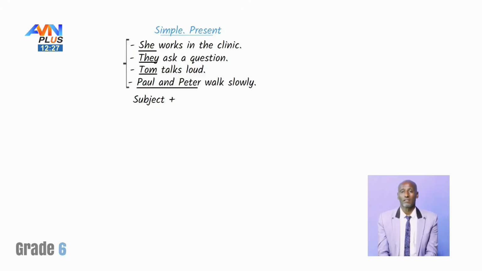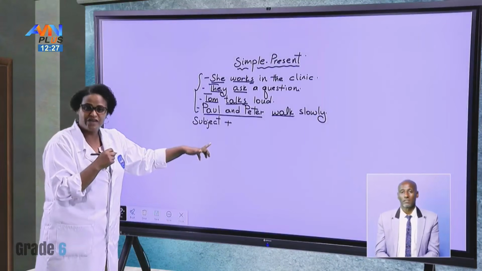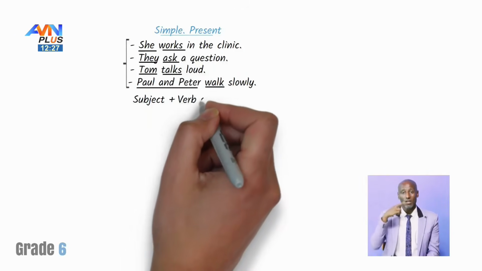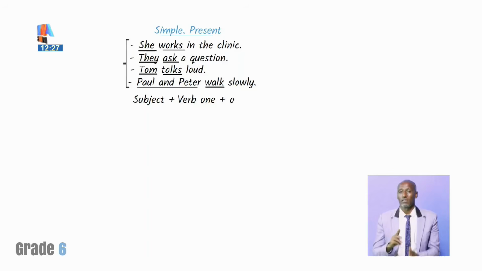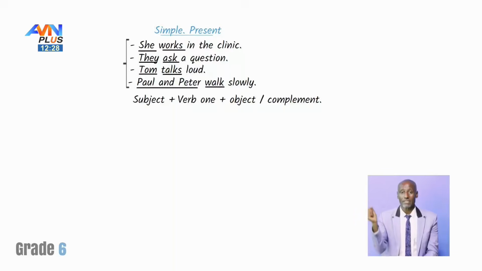Then, what do we have after the subject? Look, works, don't forget this S, ask, talks, here again we have S, and walk, okay? So, what kind of verb are we having? Verb 1, very good. Subject plus verb 1, or what we call base verb, and then we come with object or complement. Okay? Subject plus verb, which is verb 1, plus object or complement.